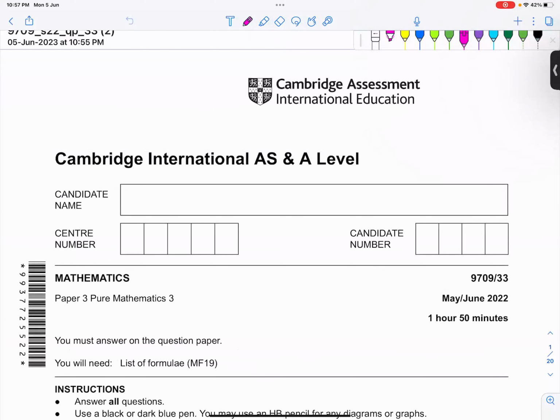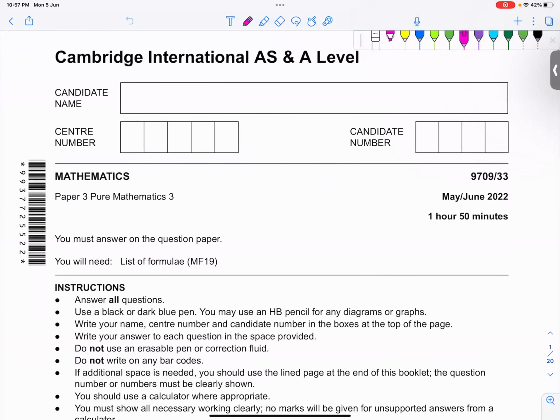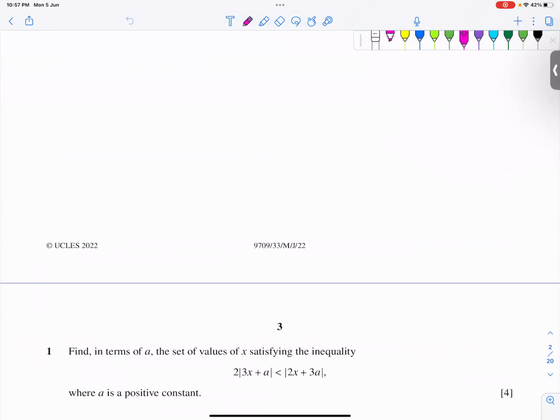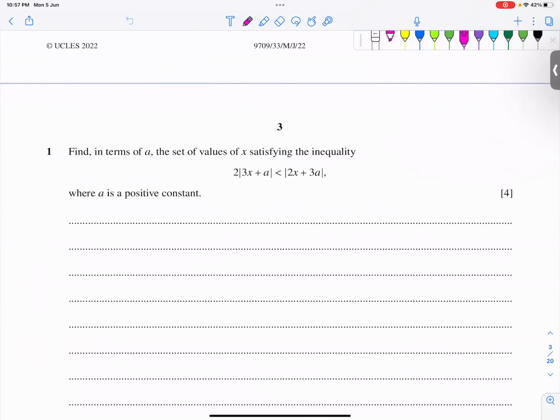So today we will start the paper 3 May, June 2022. The first question says, find in terms of a, the set of values of x satisfying the inequality. It is the modulus inequality. And we have studied the property that if mod of A is less than mod of B, then if you take square on both sides, then you skip the mod. So we will apply this property here in our question.